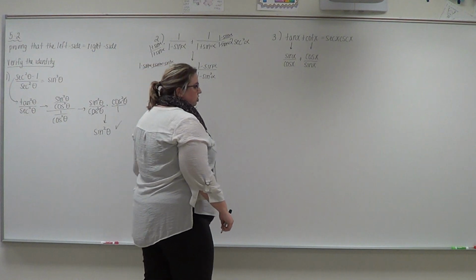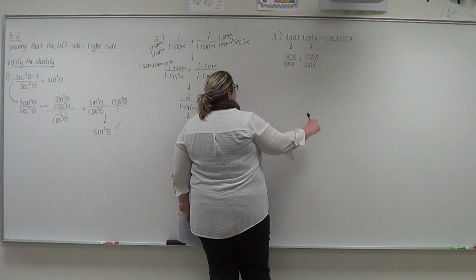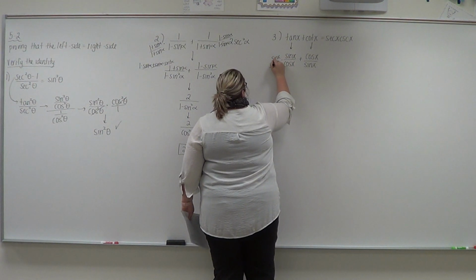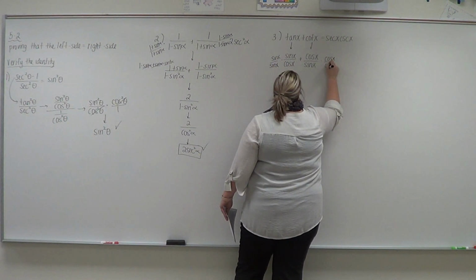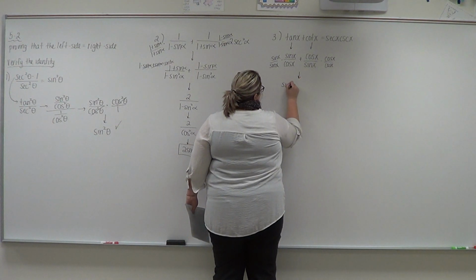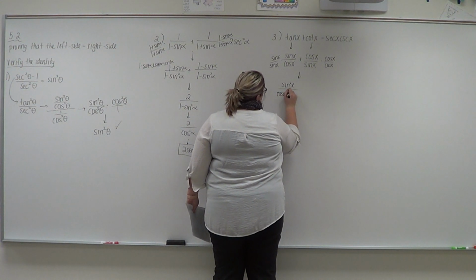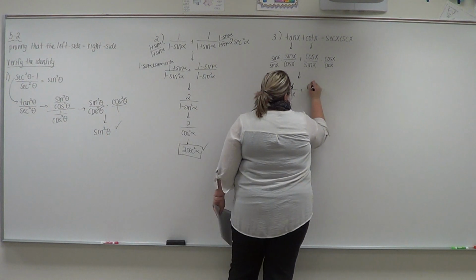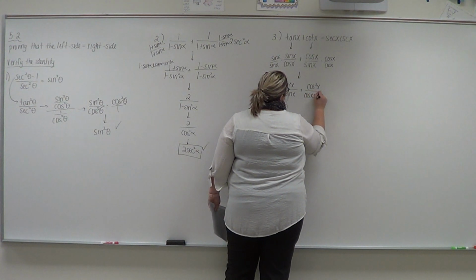Okay, if you have two fractions, how you get those added together is you need to have a common denominator. So I'm going to multiply this one by sine, and this one by cosine. So now I have sine squared over cosine sine plus cosine squared over cosine sine.